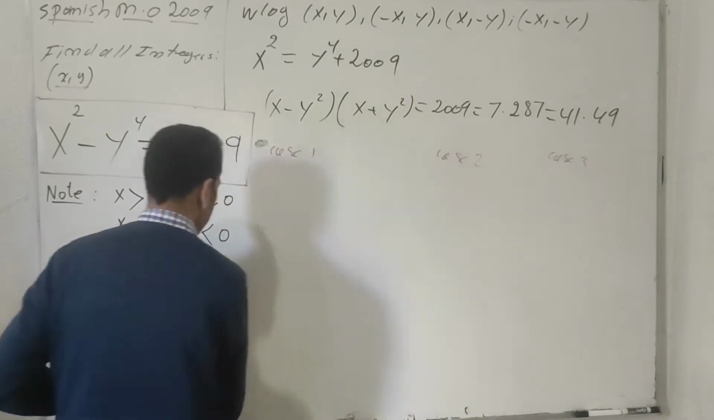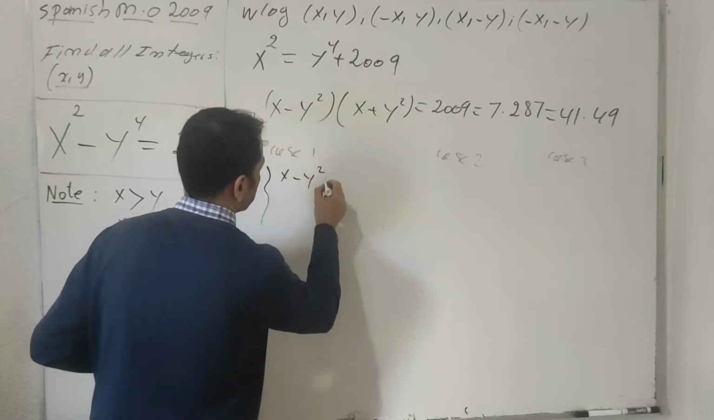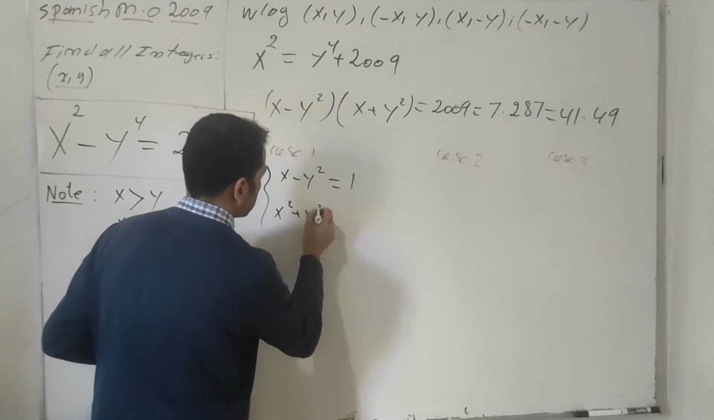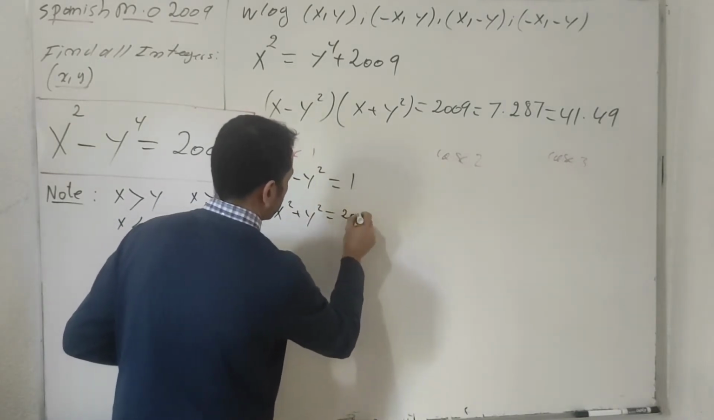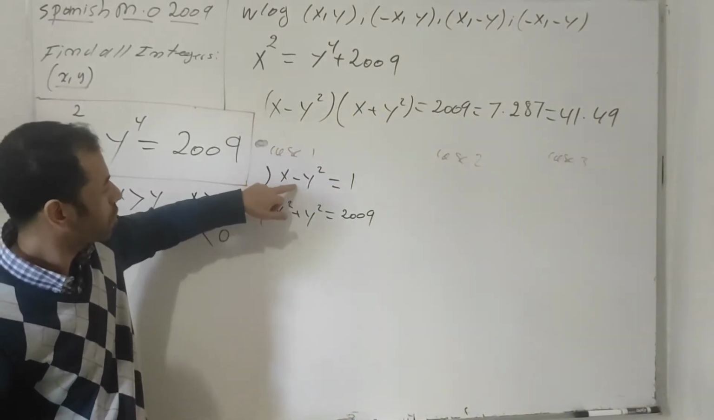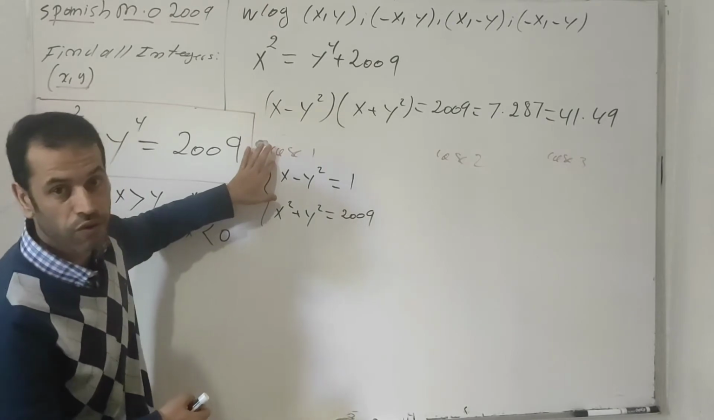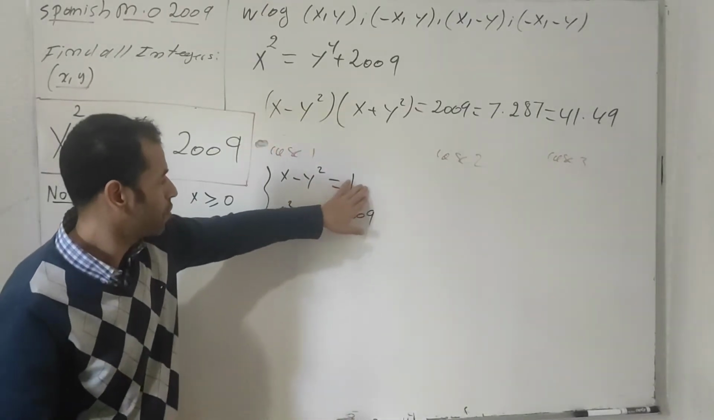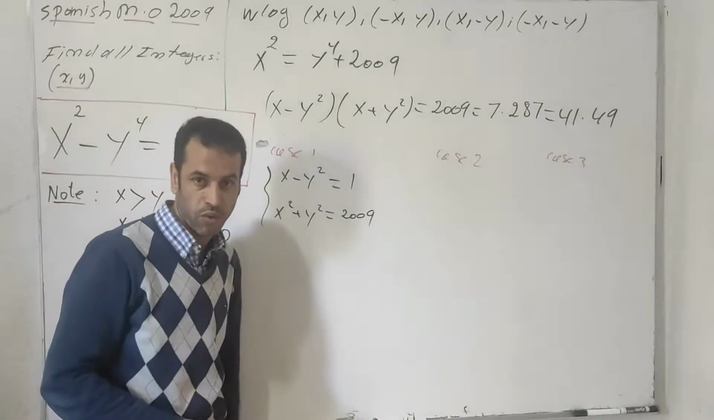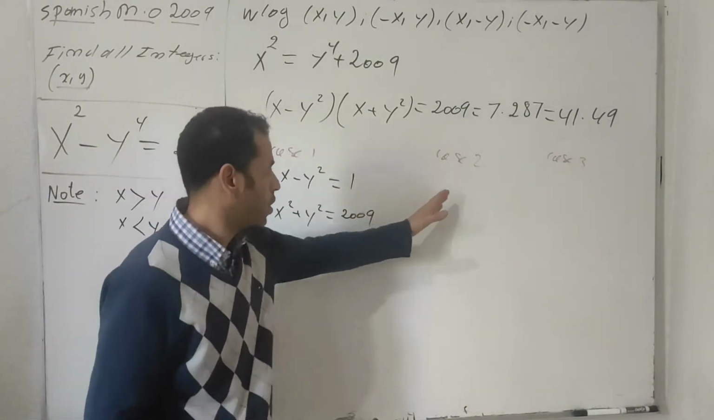For case number 1, I will have x minus y squared equals 1, and the second one x plus y squared equals 2009. We cannot say this term is smaller than that term because of the minus sign, since we are dealing with negative numbers as well. That statement is verified only if we have positive integers. But I'm going in this direction, and at the end I'm going to generate the other solutions, so we don't have to put all the cases, just these three cases is enough.